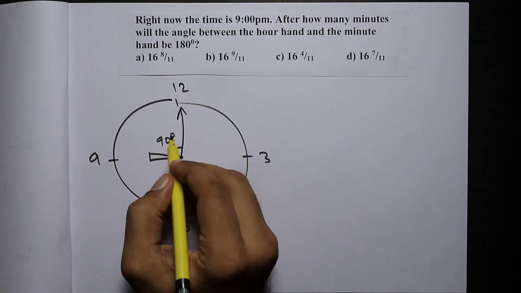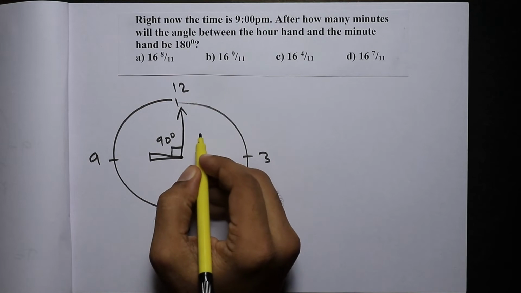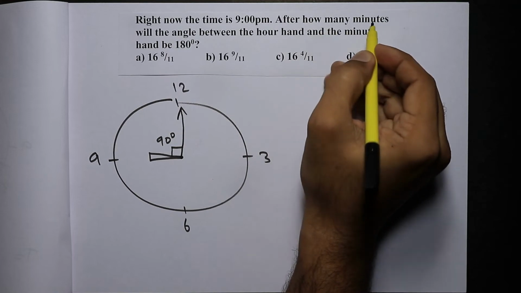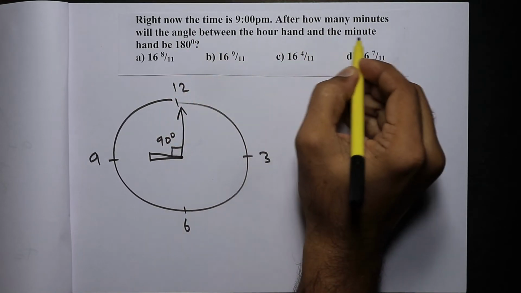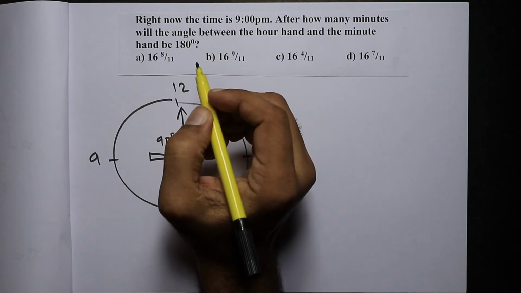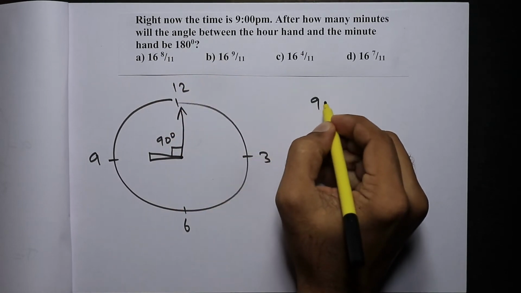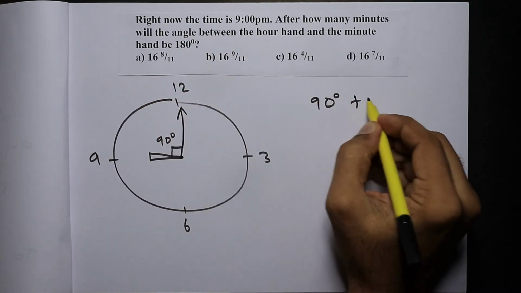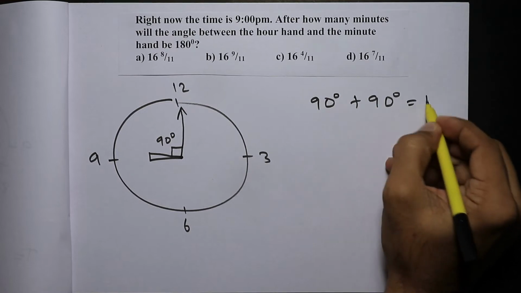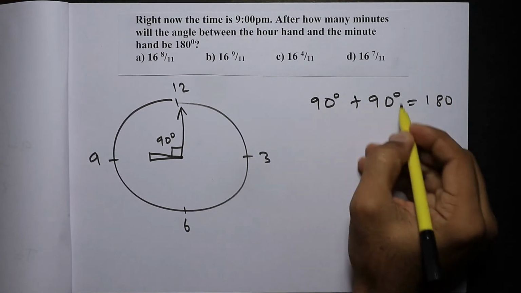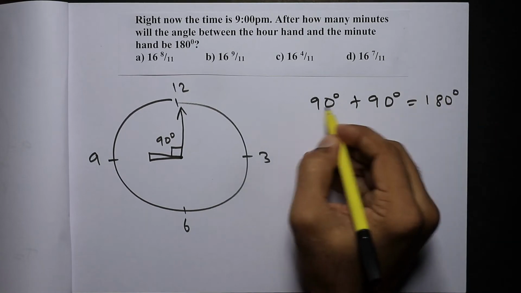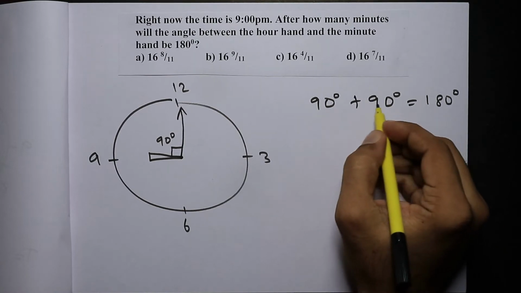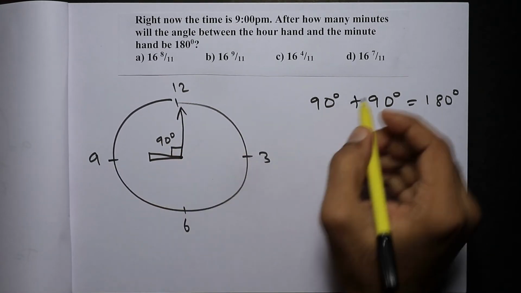And you can see that the angle is actually increasing, and every minute it will increase by 5.5 degrees. Now the question is, after how many minutes will the angle between hour hand and minute hand be 180 degrees? So right now the angle is 90 degrees. Now when will the angle be 180 degrees? When it has increased by another 90 degrees, it will become 180, because 90 plus 90 is 180. So from 90 degrees to become 180, it has to increase by 90 degrees. So what is the time required for the angle to increase by 90 degrees?